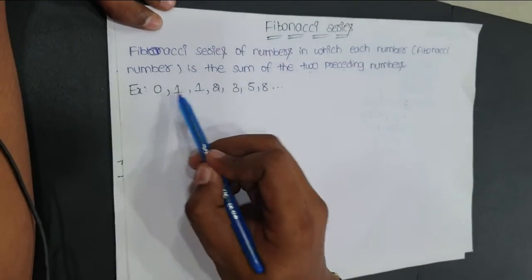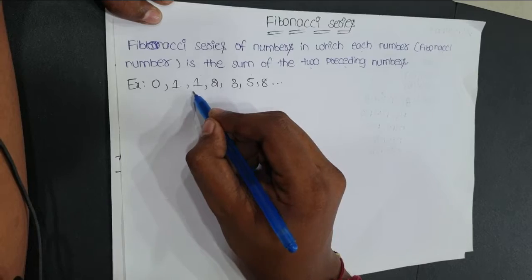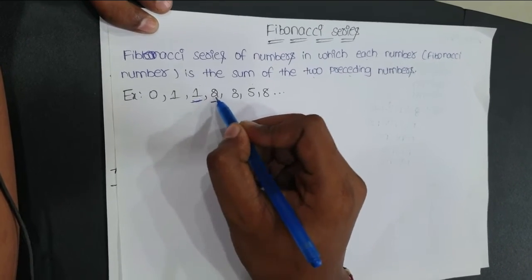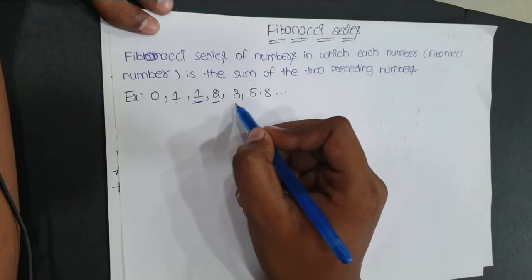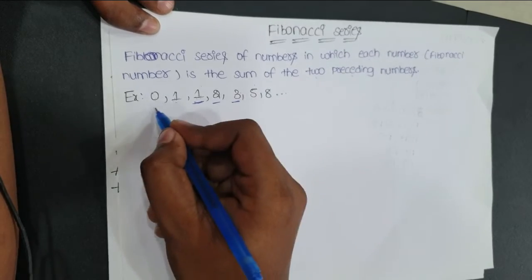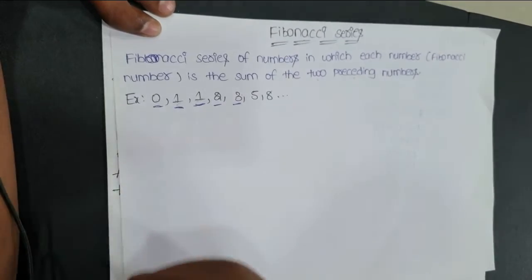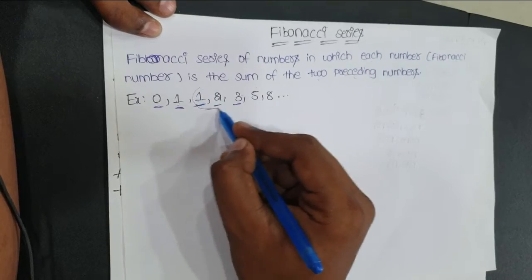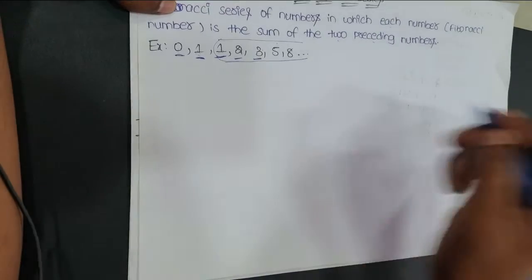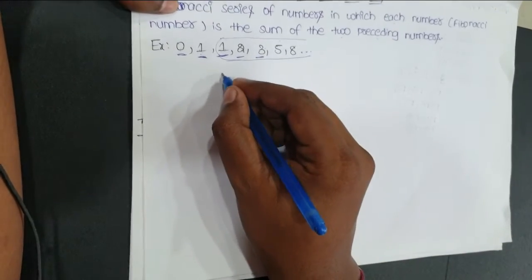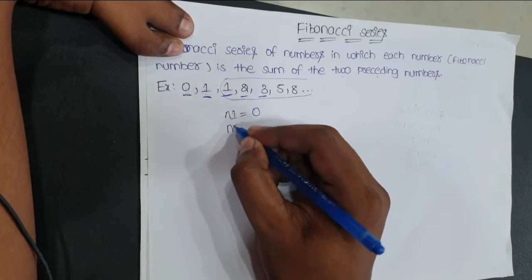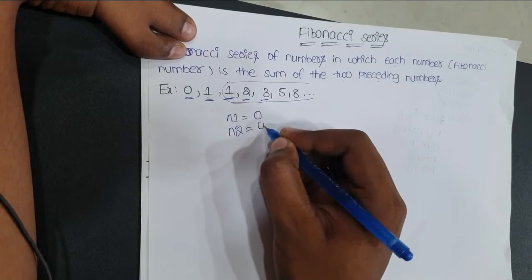For example, 0, 1, and from the next term, 1 is the sum of the last two preceding numbers, and the next term is the sum of the two preceding numbers, 2, plus 1, 3. Here 0 and 1 are constant, and the remaining series is produced by our code. First of all we need to declare the first term, n1, equal to 0, and the next term, n2, equal to 1.